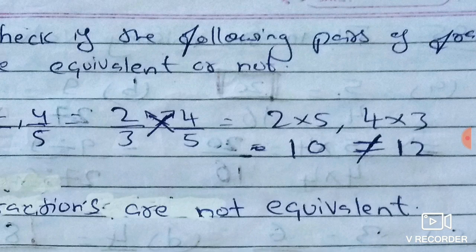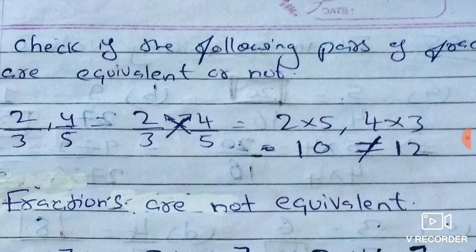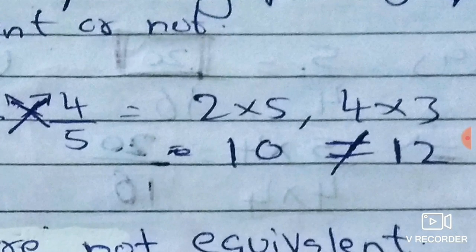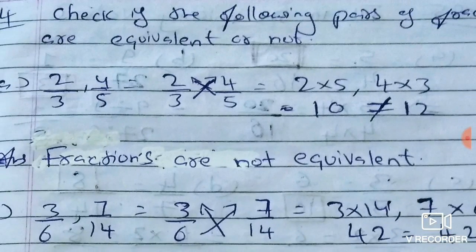So are both fractions equal? No. The fractions are not equal because one is 10 and the other is 12. So give a not equal sign between 10 and 12, like this. Give the sign of not equal because both fractions are not equivalent. Then write in the sentence, fractions are not equivalent.